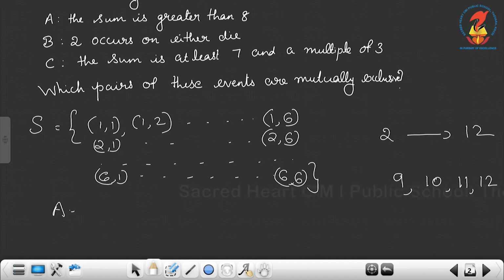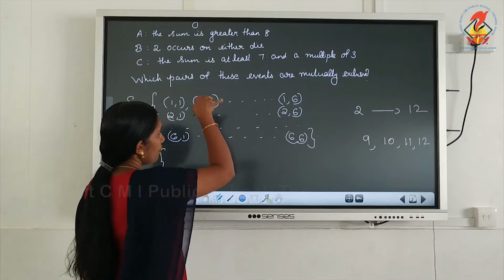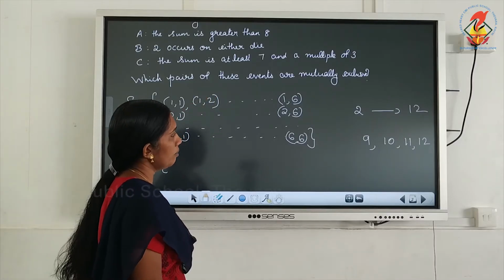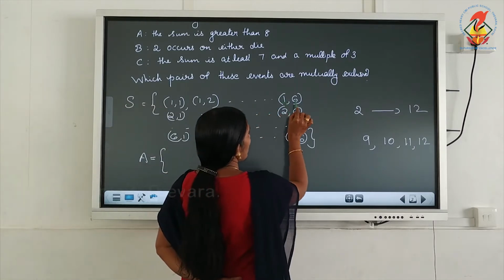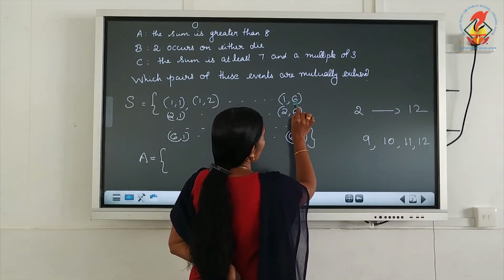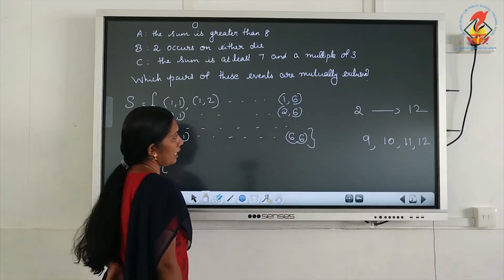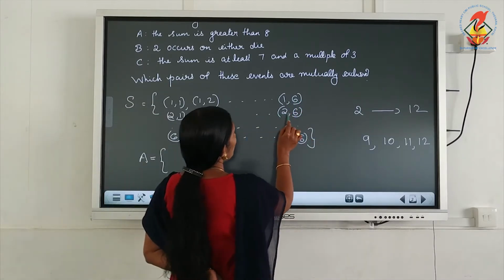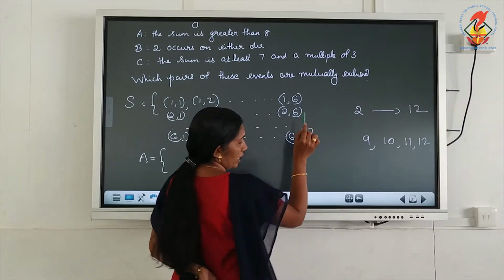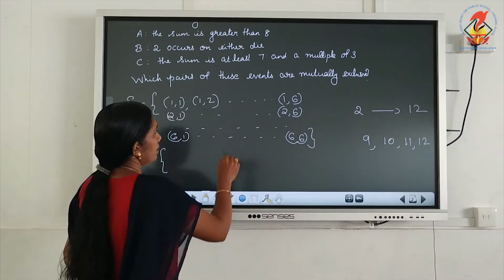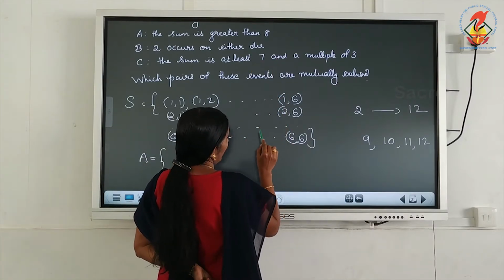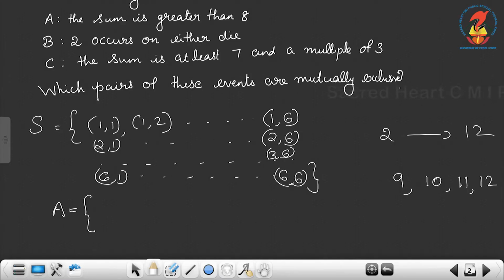So in which all pairs we get the sum 9? So A be the set. An event means a set, it's a subset of this sample space. So 9 means how we get, here in the last outcome of the first row the sum is 7. So the first row we can't take. The second row 2 plus 6 is 8. So these two rows we can't take. So the next row 3 plus 6, greater than 8. Here we have 3, 6. That sum is 9. So we can write 3, 6.